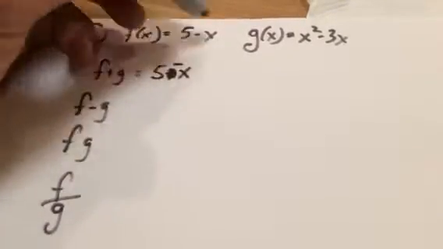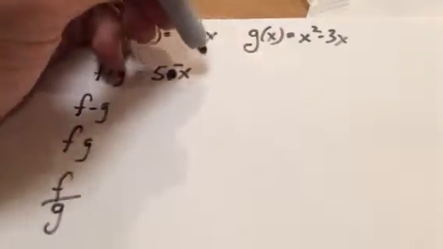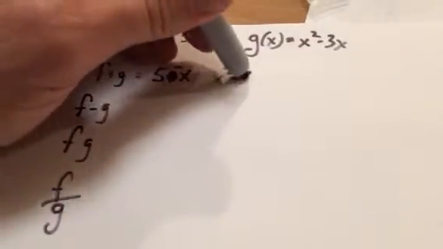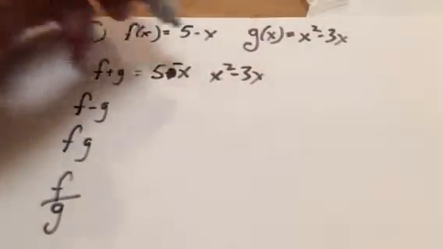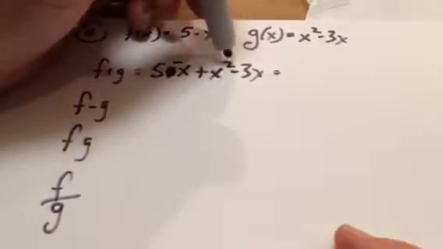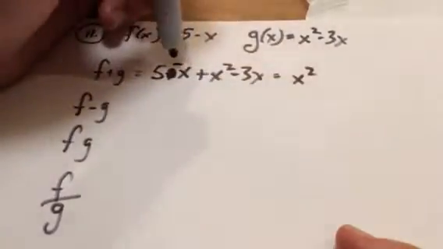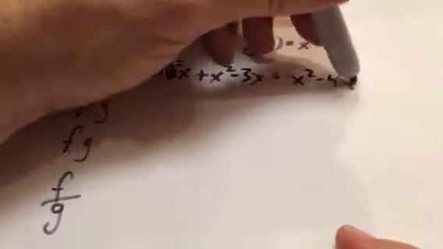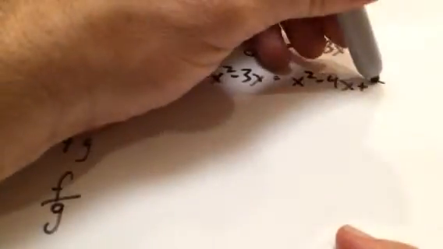It's 5 minus x. There's f. g is x squared minus 3x. And it's f plus g, so add them together. And then I'm just going to combine some like terms. x squared, negative x minus 3x is negative 4x, and then plus 5.